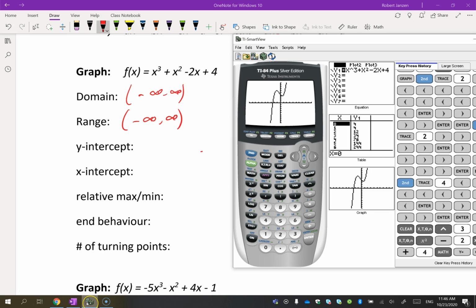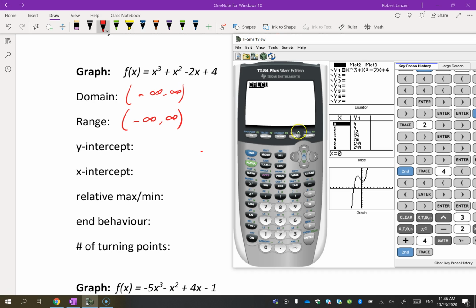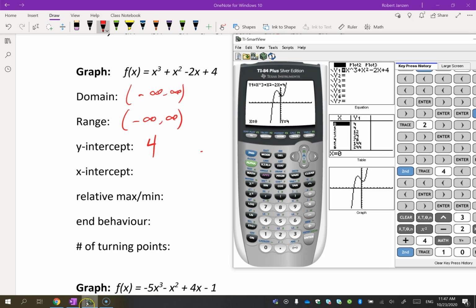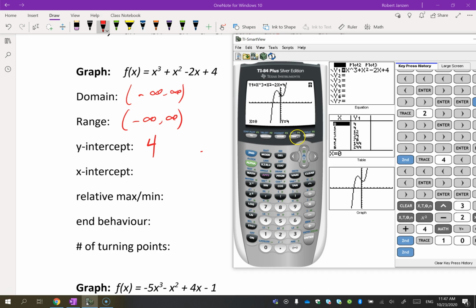Let's do the Y-intercept. So we'll go second trace, 1. When is x 0? What does it enter? We get 4. Okay, so let's put that on the graph. Now let's do the X-intercept. Nice that there's only 1 this time.